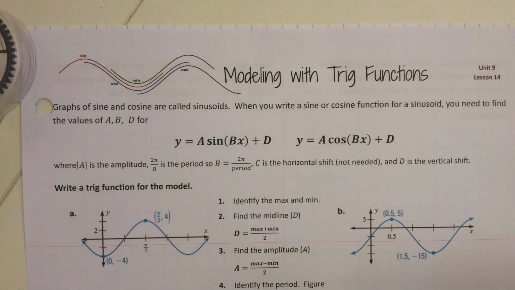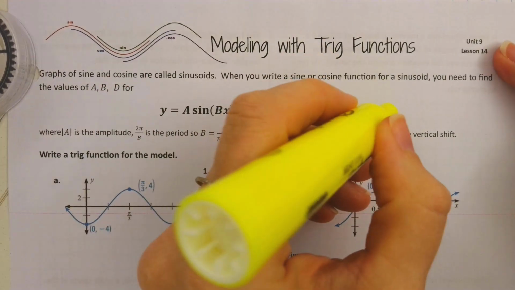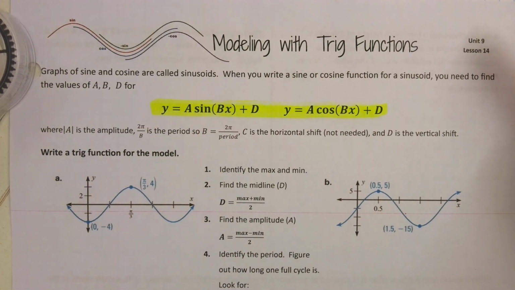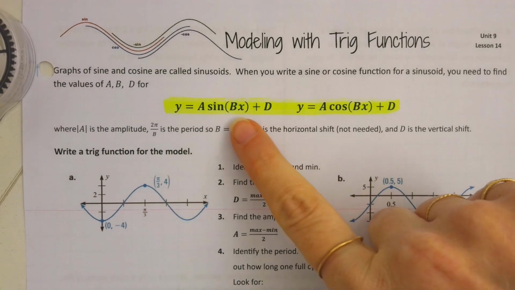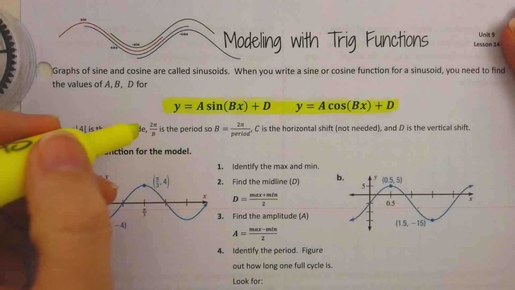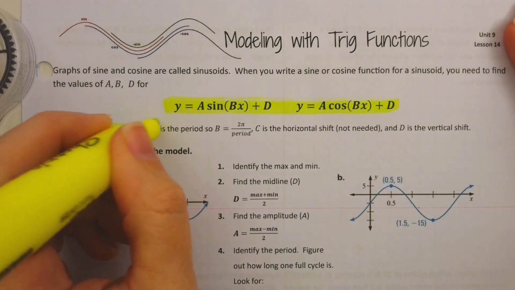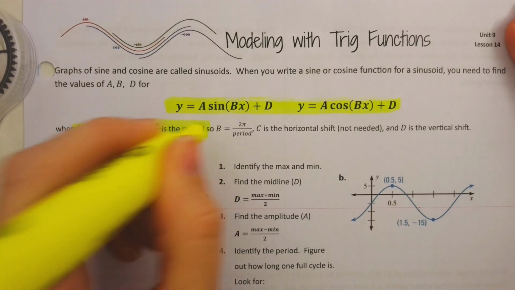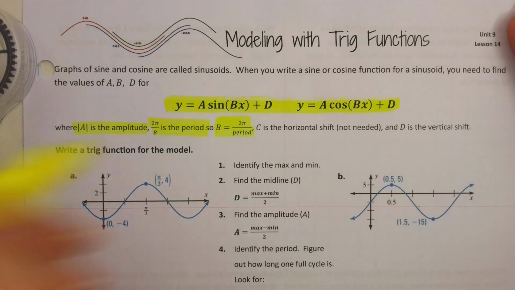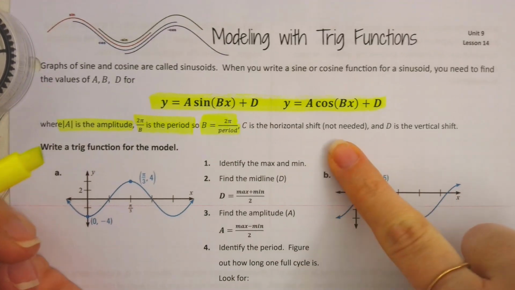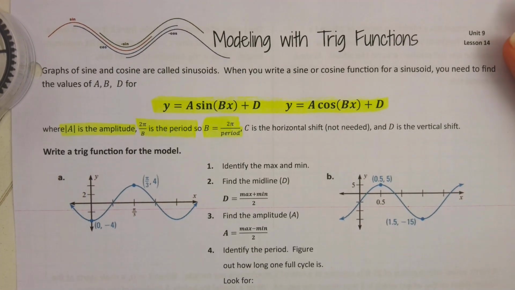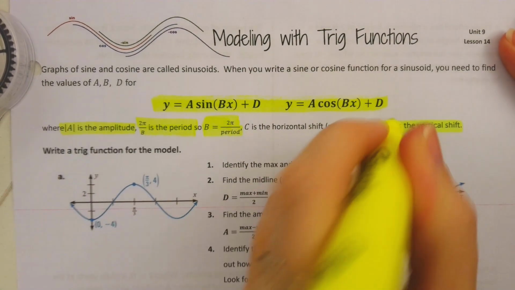So we have the two main forms of sine and cosine, just without the phase shift in them, where we have A, which is our amplitude, B is the change in the period, and then D is the vertical shift. So A is the amplitude, 2 pi over B is our period. So we can actually find B by doing 2 pi divided by the period of the function. C is the horizontal shift, we don't need, because all of these are just translations of each other. And then D is the vertical shift.